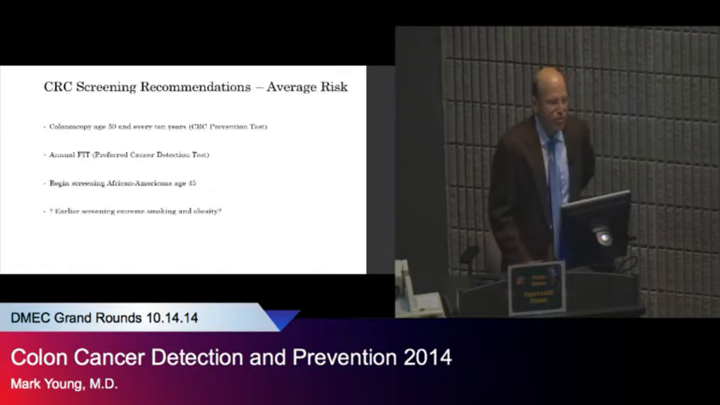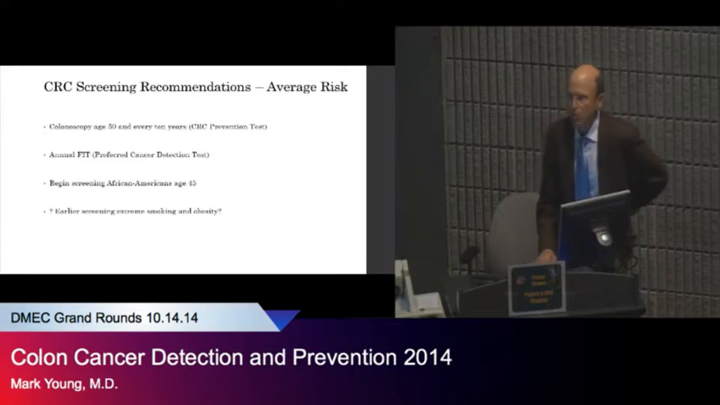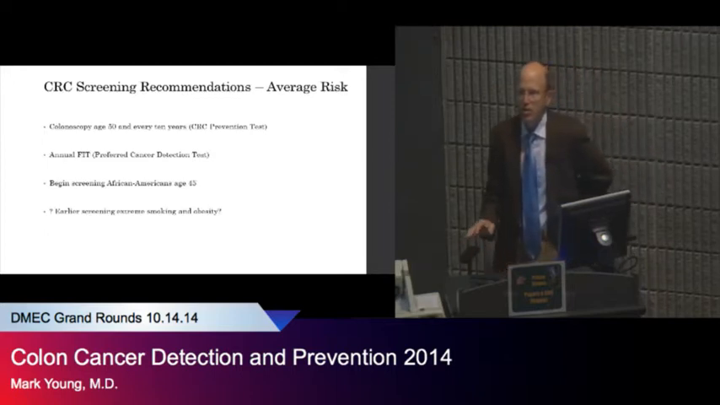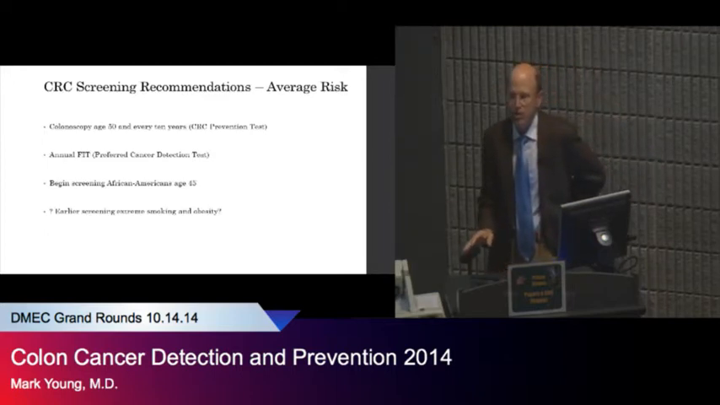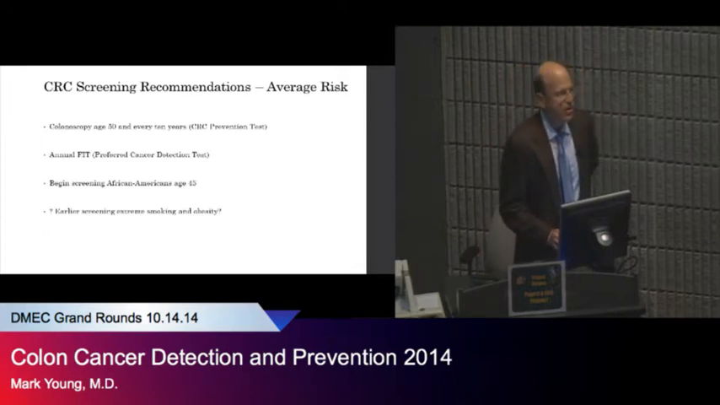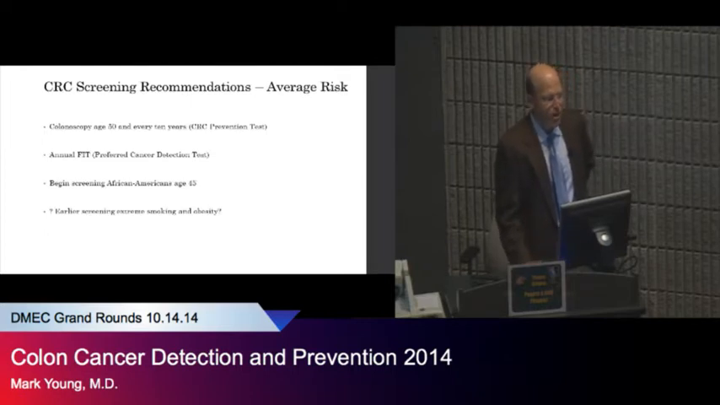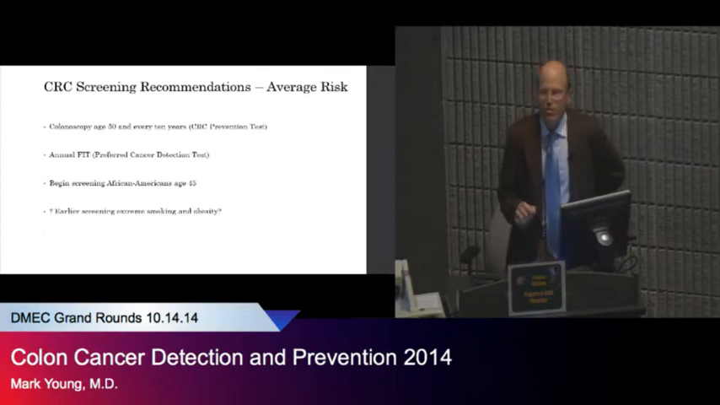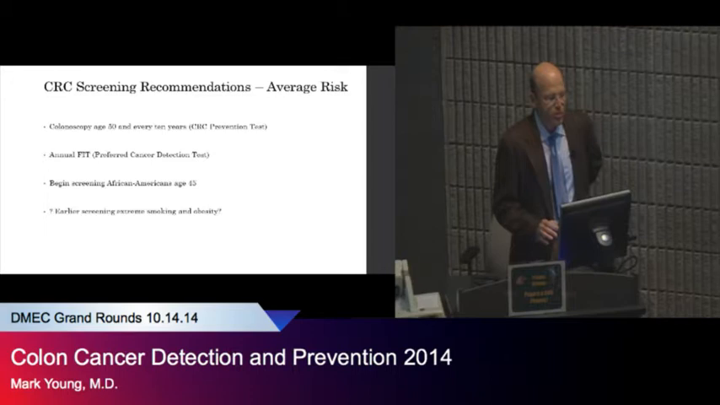So let's go through these recommendations quickly. I'm not going to bore you because as you came in, there's a sheet that has all the current recommendations for follow-up on colon polyps, and also this was attached to the announcement for the lecture. So if you're average risk and you come to the office, your options would be a preventative test that prevents colon cancer. A preventative test would be colonoscopy at age 50, and if no polyps are found, colonoscopy every 10 years.